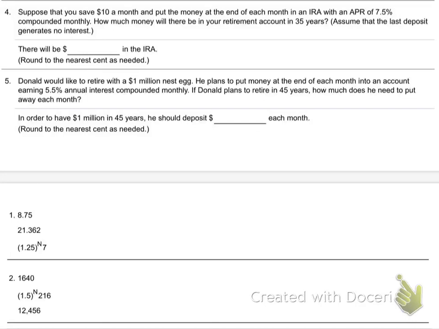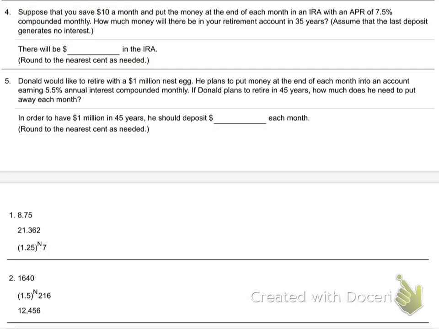So number 4, suppose that you save $10 a month. Put the money at the end of each month in an IRA, APR 7.5%, compounded monthly. How much money will there be in your retirement account in 35 years? $10 a month. That's not very much. All right, so let me write out the details.